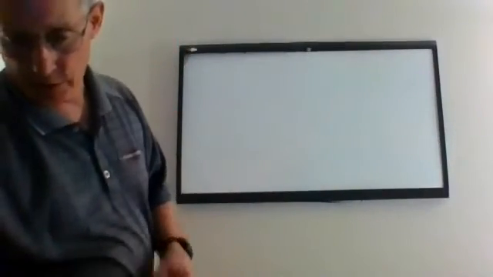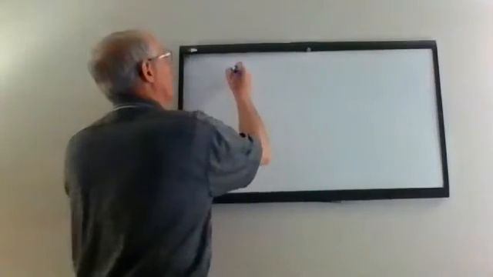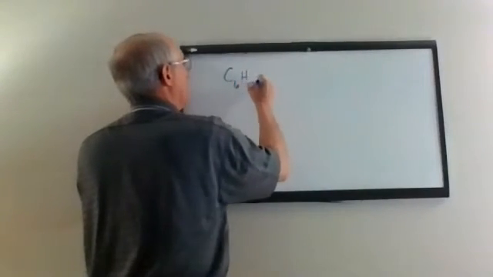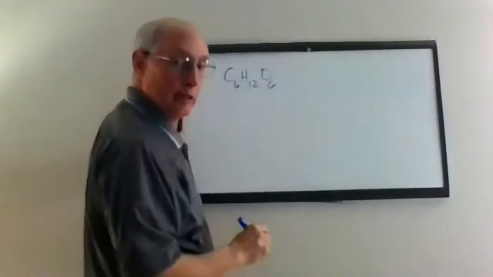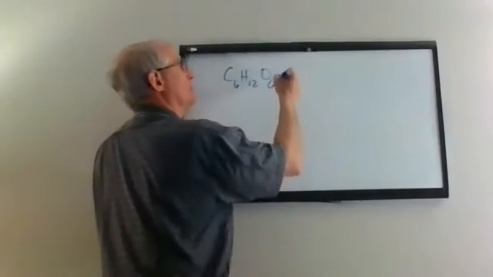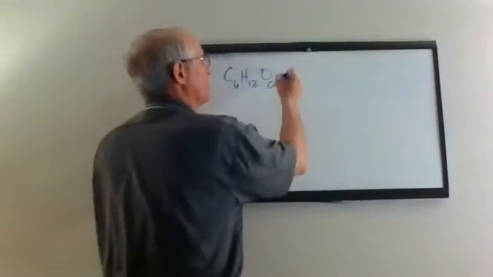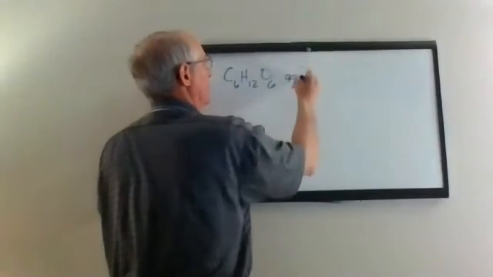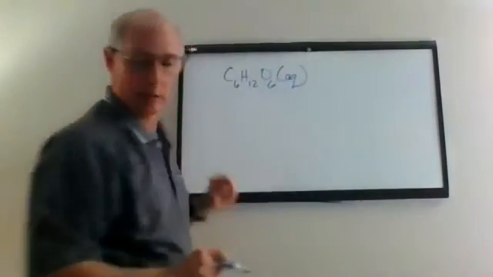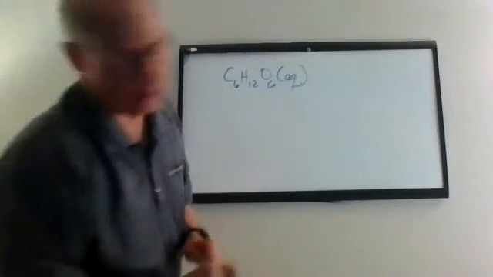These are on your worksheet, by the way. We got C6H12O6. Any idea what that is? Glucose. Yeah, simplest form of sugar. And it's in the aqueous state, so it's dissolved in water. And then it becomes C6H12O6 solid.